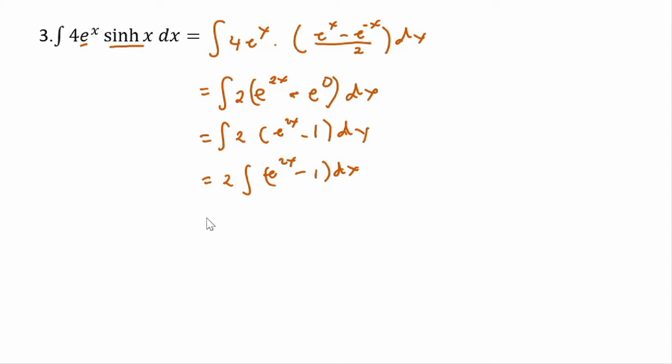And then let's integrate now. We have 2 times the integration of e raised to 2x, which is equal to 1/2 of e raised to 2x, and the integration of 1 dx is just x, and then plus a constant. Multiplying by the 2 outside, 2 times 1/2 is 1. Therefore, it is now e raised to 2x, and 2 times negative x gives negative 2x, plus a constant.